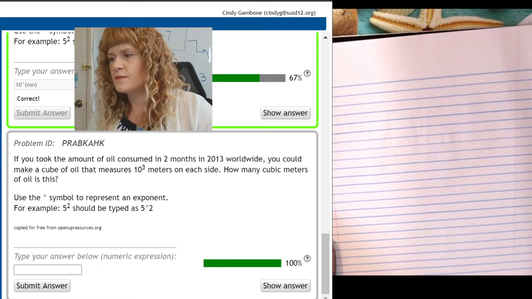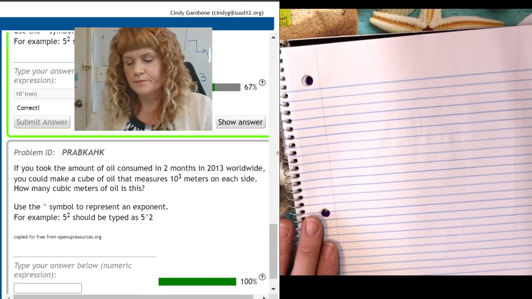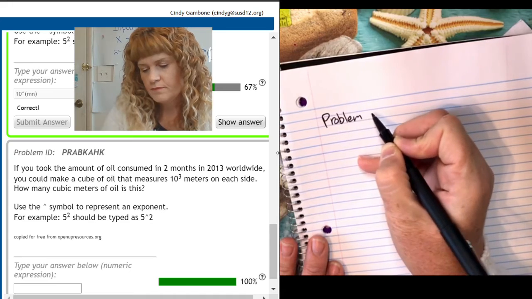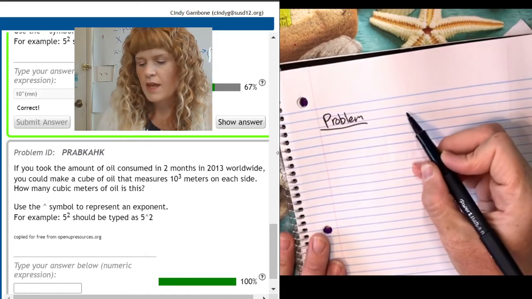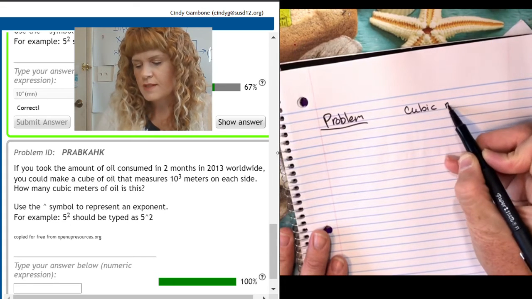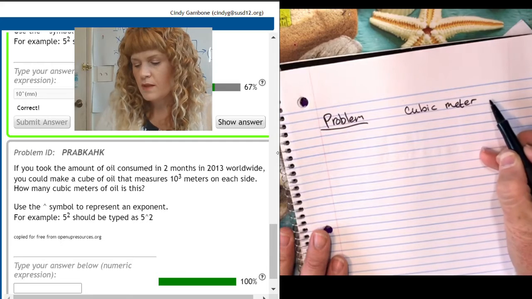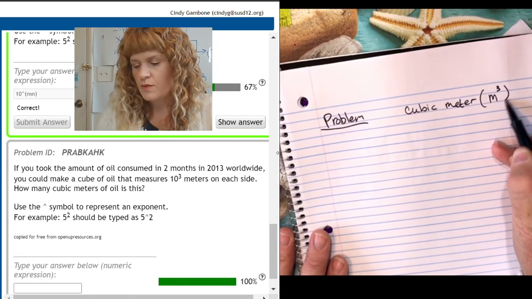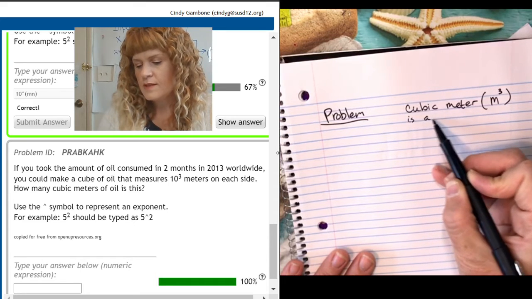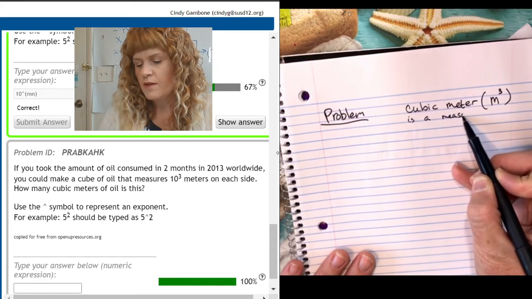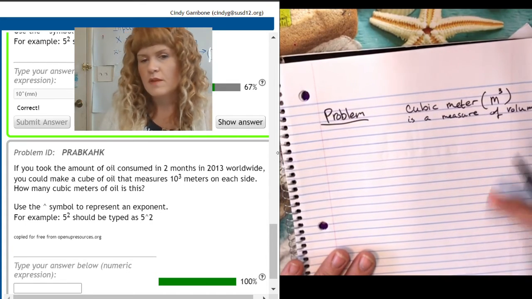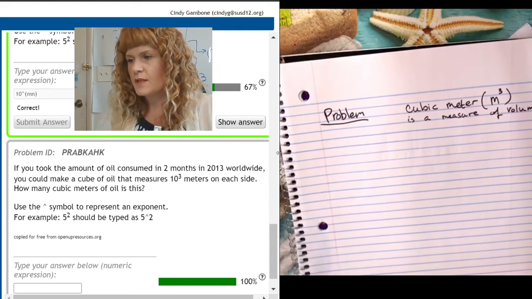So get your notes. Let's go to the next problem. And you need to know that a cubic meter, let's go ahead and write this down. Cubic meter, which is m cubed, that's the unit abbreviation, is a measure of volume. Now we can do the problem.